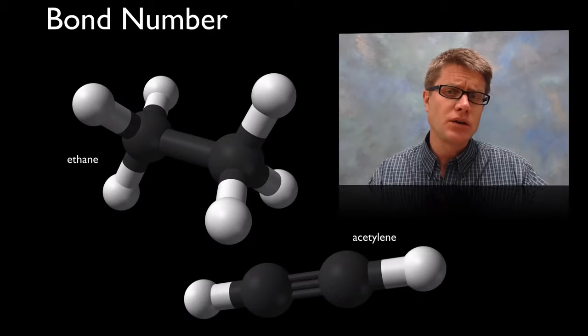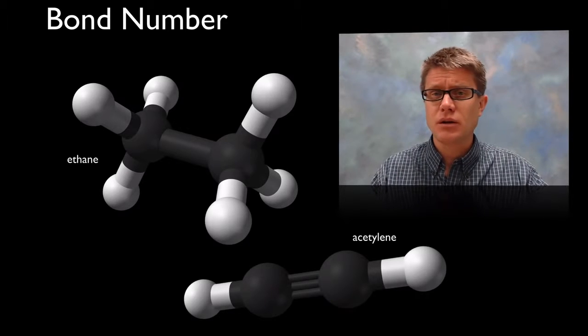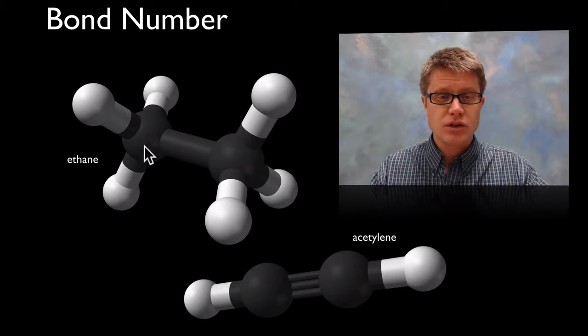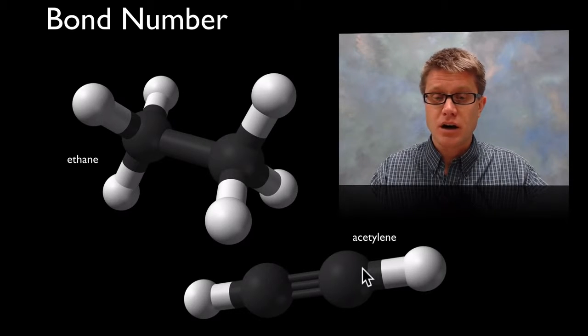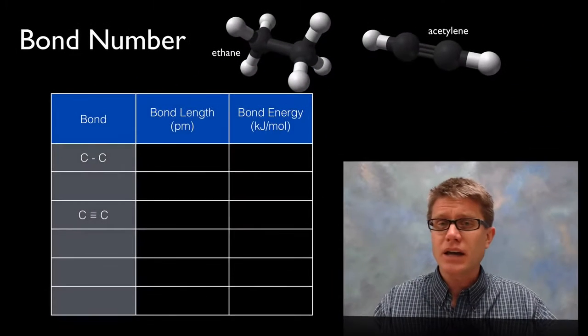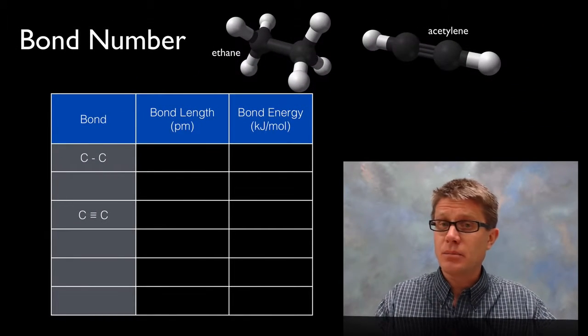Now, what happens as we increase the bond number? Let's say we're looking at two molecules that look essentially the same. We've got ethane, which is carbon attached to carbon, and then hydrogen around the outside, and then acetylene. And so this is the same thing, carbon attached to carbon with hydrogen around the outside, but in this case, we've got a triple bond right here. How is that going to affect the bond strength and the bond length?